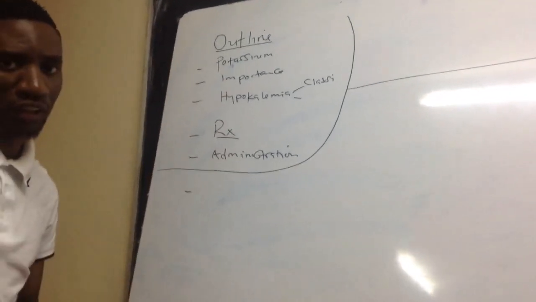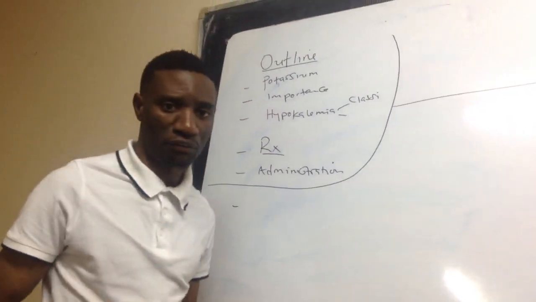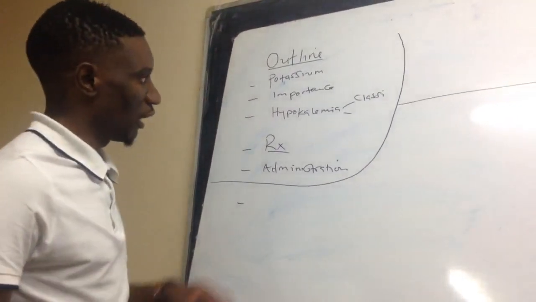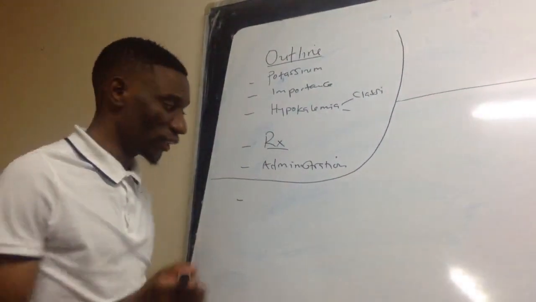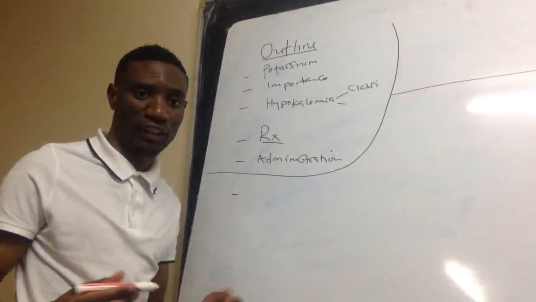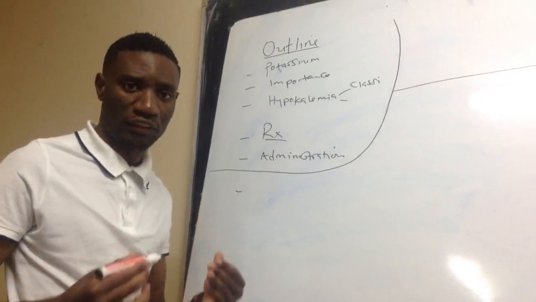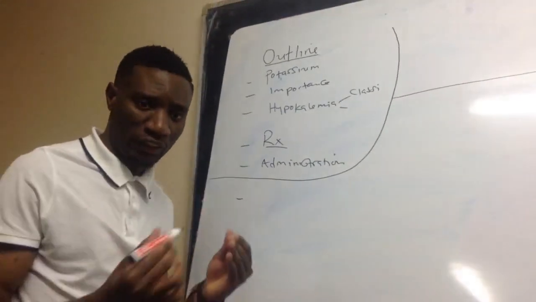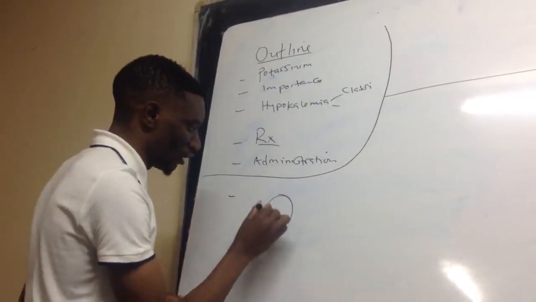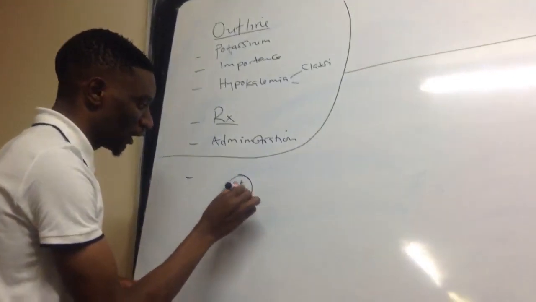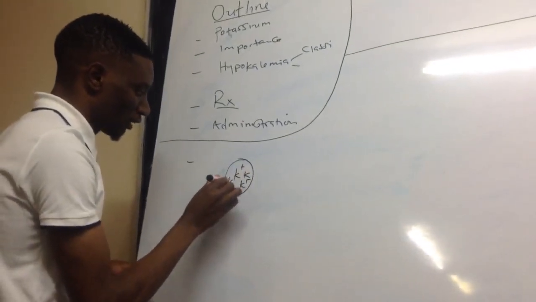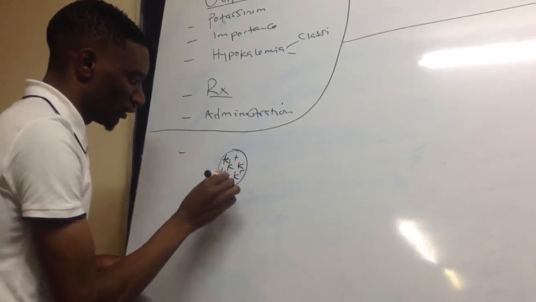Before we go to the full detail of this video, let's look roughly at what potassium is. Potassium is a cation. It's a positively charged ion, and that is important. Potassium is more inside the cells, an intracellular cation. When you think of potassium, think of it as a bag of potassium. Simply, it's more inside the cells.